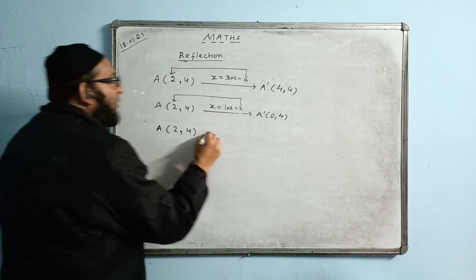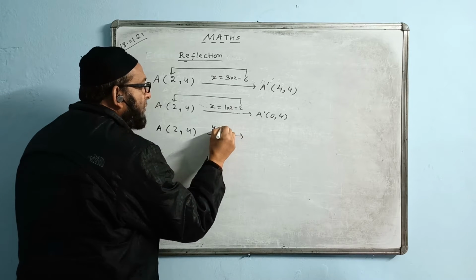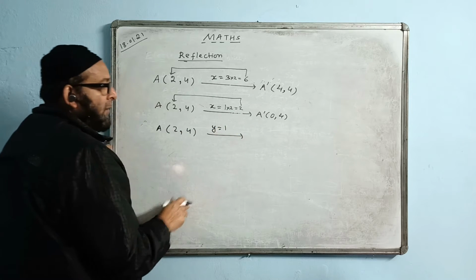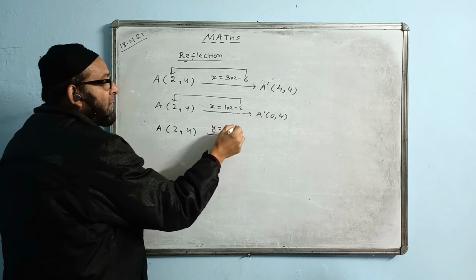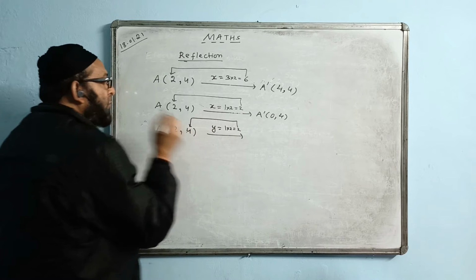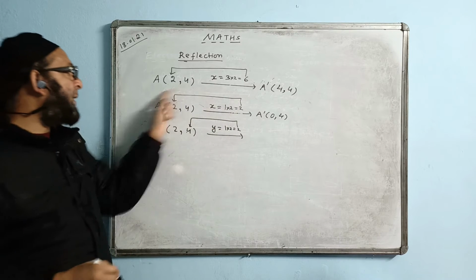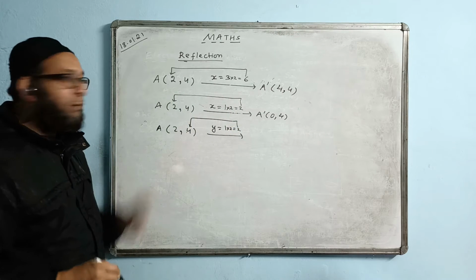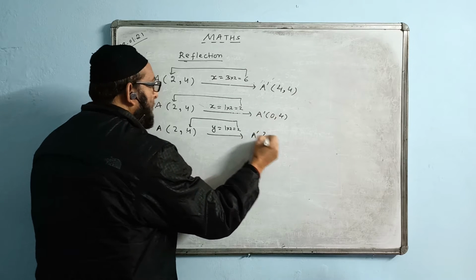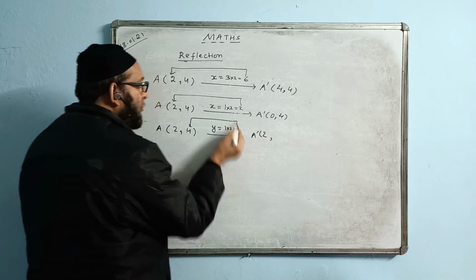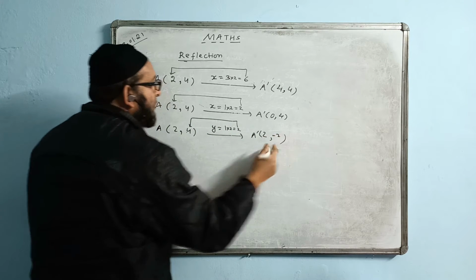Similarly, I take another example. (2, 4), and here the line is given as y = 1 this time. What will I do? Multiply by 2, here also 2. This is the value of y. From x we will subtract x, and from y we will subtract the y coordinate value. The other one is given as it is. Here I write 2, 2 minus 4. The answer will come minus 2. This is the answer.